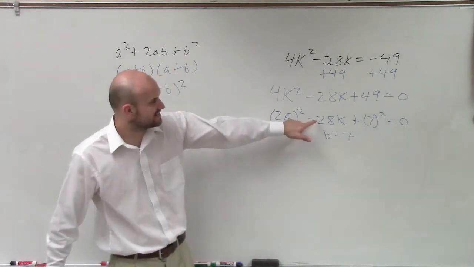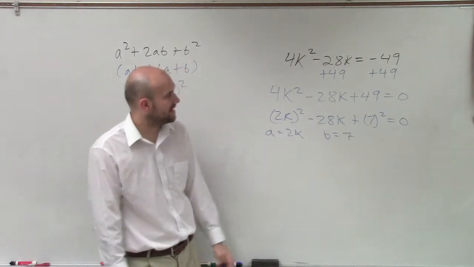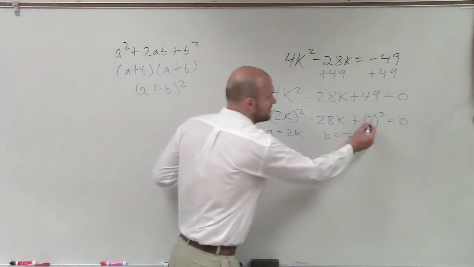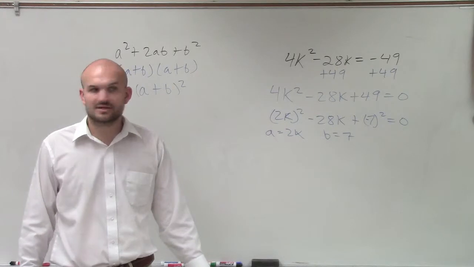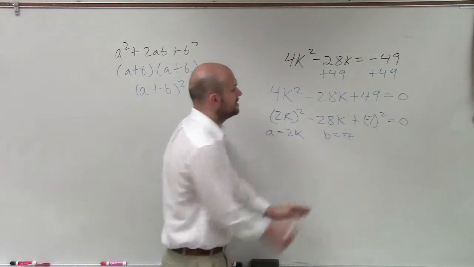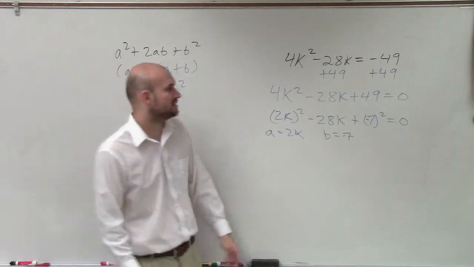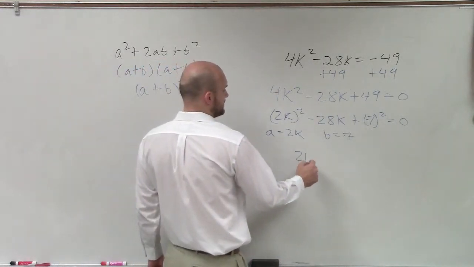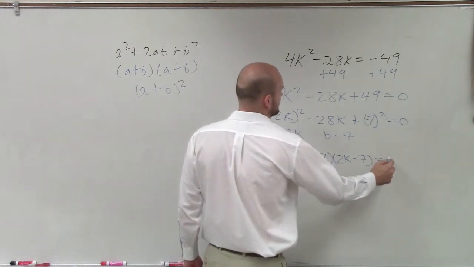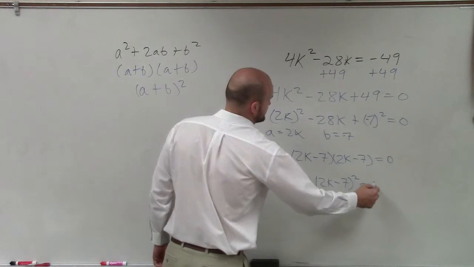Since this is negative, our b term can be negative, because what's negative 7 times negative 7? It's still positive 49, right? So this can be negative 7 squared. However, it's negative 7 because when we multiply these two and then times the number 2, that gives us negative 28k. So by writing this down, I have 2k minus 7 times 2k minus 7 equals 0, which is the same thing as 2k minus 7 squared equals 0.